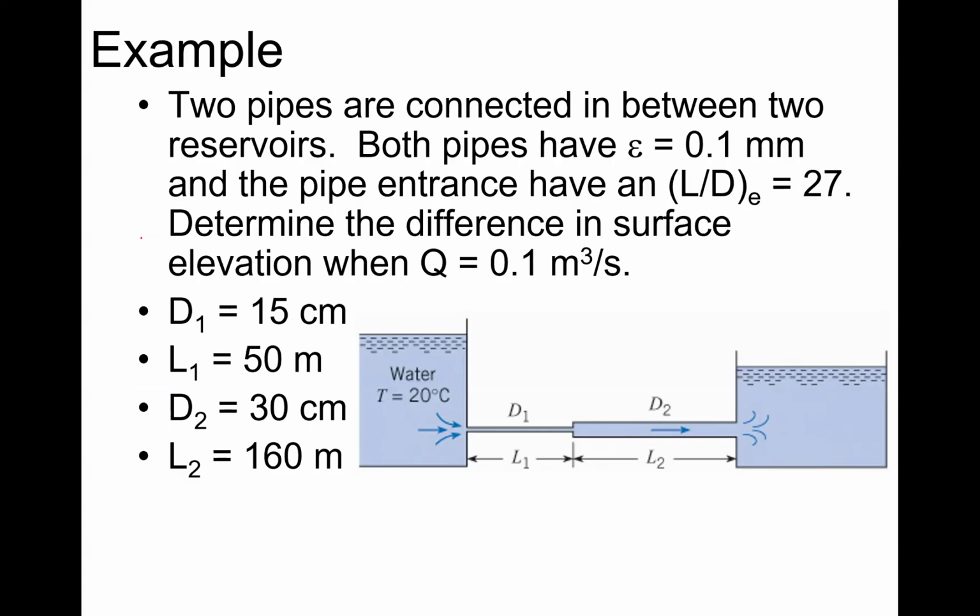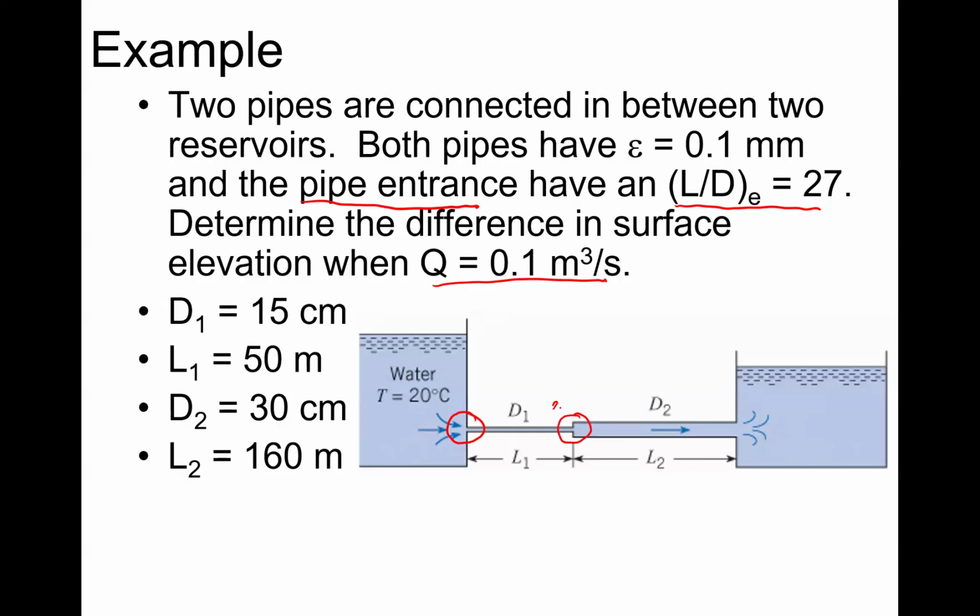here's an example of a problem, two pipes connected together, and we're going to try to calculate the difference in the elevation between the two pipes when the flow rate is 0.1 cubic meters per second. It all starts with identification of what are the fittings that we have. One of them was already discussed and is a pipe entrance that has an L over D of 27. This is a pipe entrance right here, and that's basically given an L over D.